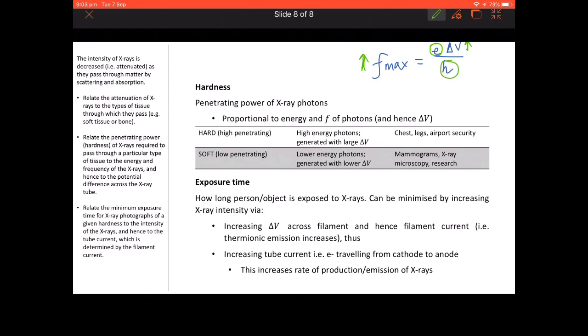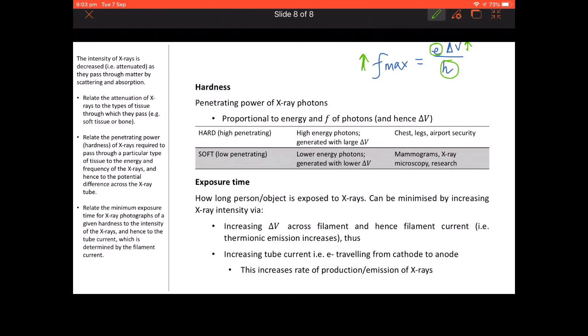X-rays are an ionizing radiation that can damage tissue by causing mutations in DNA, and the risk of damage is dependent on the hardness and intensity of X-rays, as well as the exposure time. So exposure time can be reduced by increasing X-ray intensity. However, increasing the intensity also increases potential damage to tissues, because each X-ray photon has the potential to ionize one or more molecules in cells.